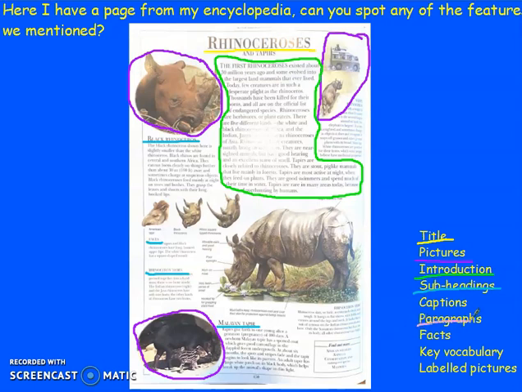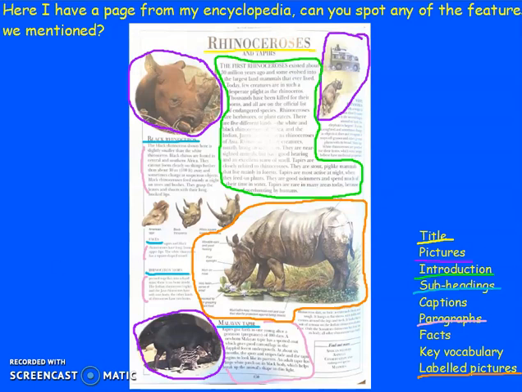What about paragraphs? Can you spot any paragraphs? We've got paragraphs where all of our subheadings are. Paragraph there and there. Just small paragraphs. I'm sure there are lots of facts in here and key vocabulary, but we can also spot a labelled picture here. You can see all the labels around it, pointing to parts of the rhino and telling us about them. So this page has got lots of the features that we need to put in our encyclopedia page.